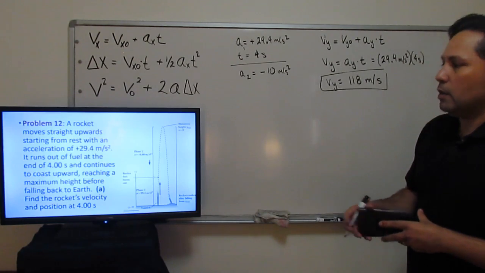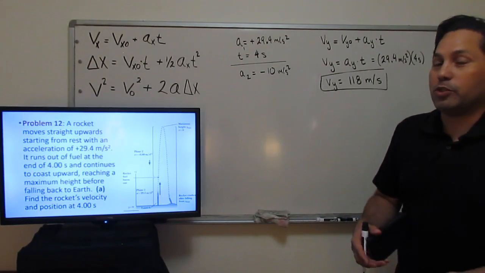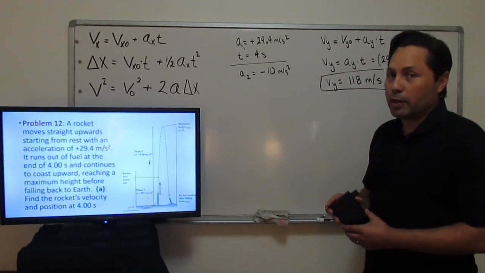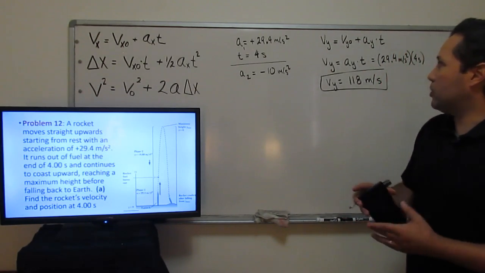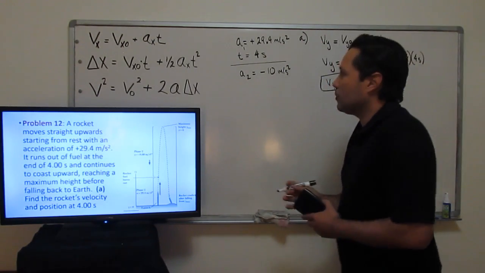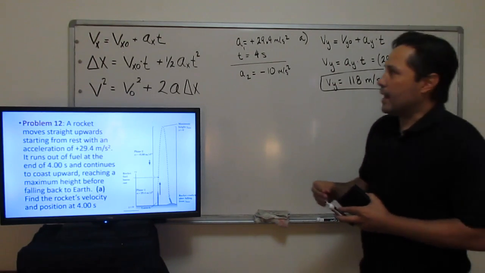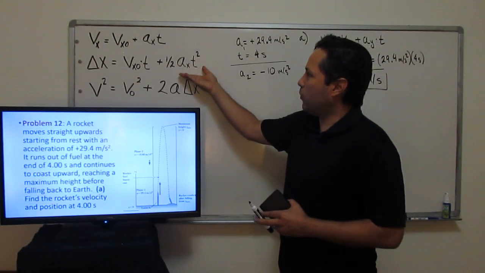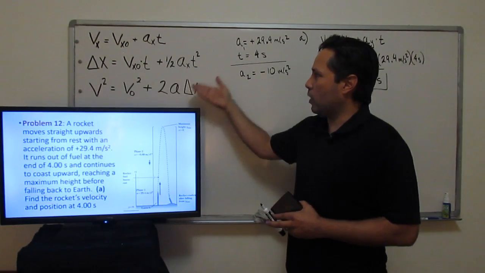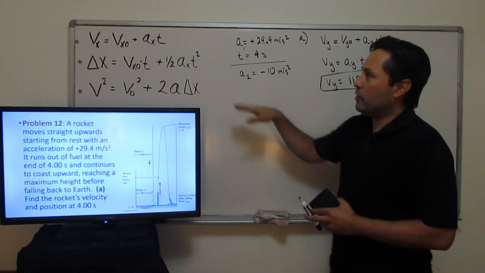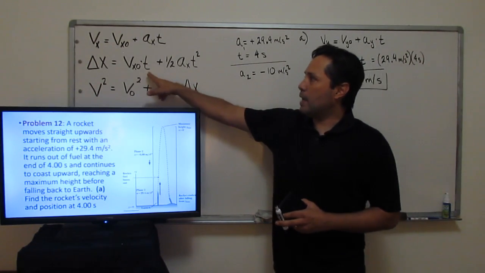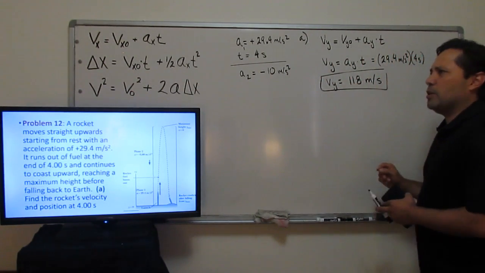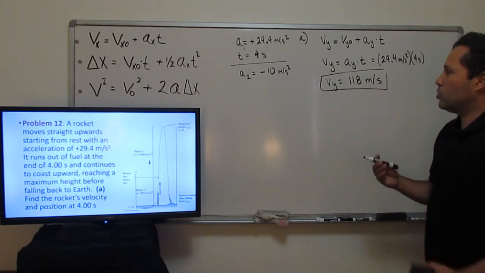Find the velocity and position. So we got the velocity. Now what is the position? How far up is this rocket? That's next. So on velocity and position, and this will be part A. To get that, we could use this formula here, or we could use this formula as well. Either one will work out, because we do have the acceleration, we have the time, and the initial velocity was 0. And you know what? Let's use that one. It looks a lot simpler, so let's go with that.